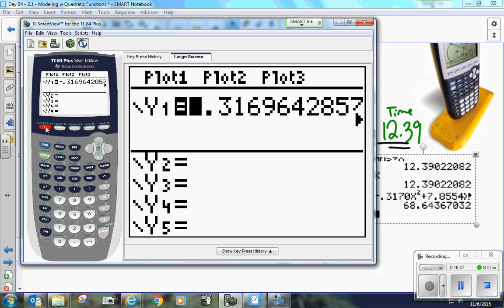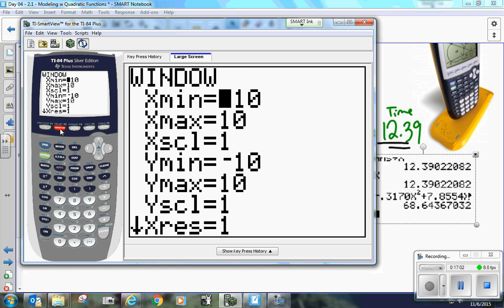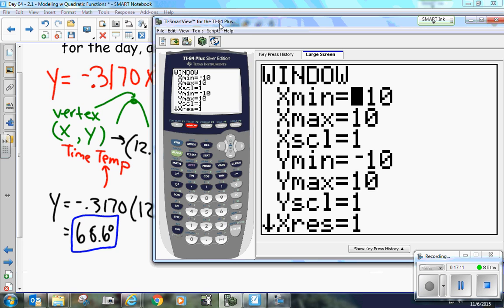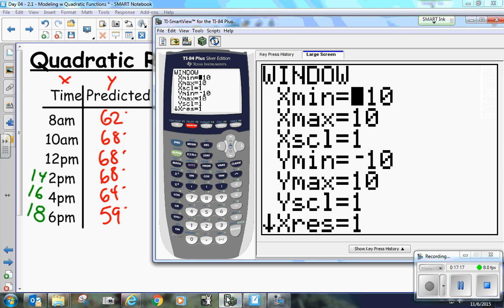So, if I look at my window, don't you think I should change it? If I graph this right now, there I see it there. Gone. It goes way off. I should change the window. What do you think my x should go from, the range? Look at the table. It goes from 8 a.m. to what? And how do we represent it? 18, right? I want to go from 8 a.m. to 18, which is 6 p.m. So I will go 7. We'll go 1 back, to 19. We'll go by 2s. I don't care.